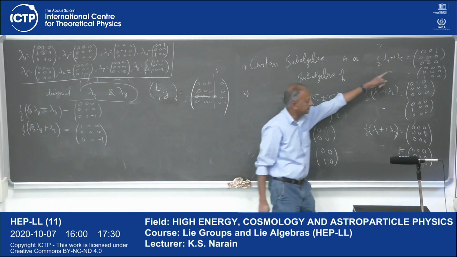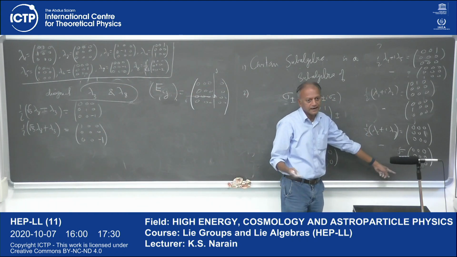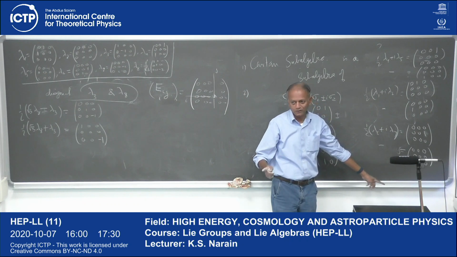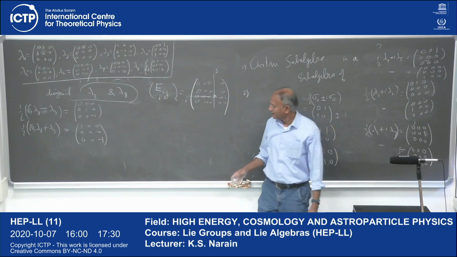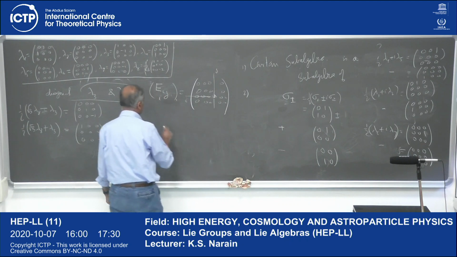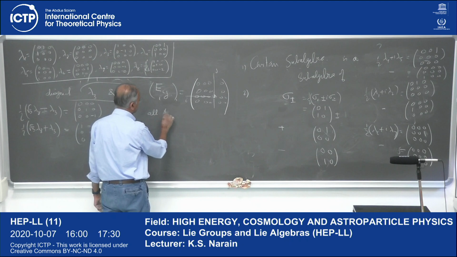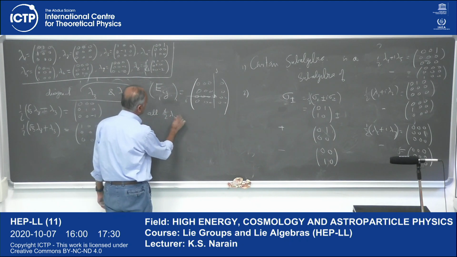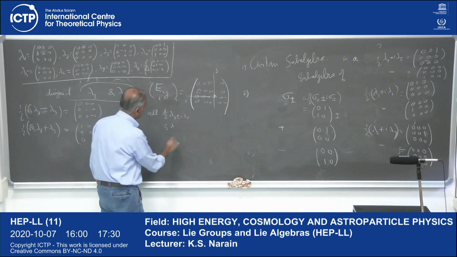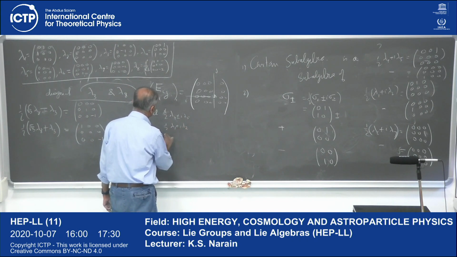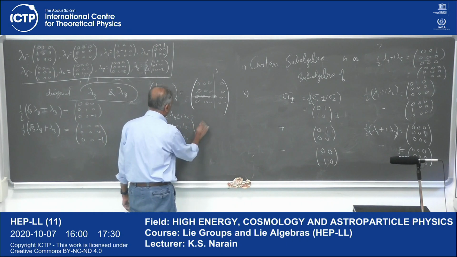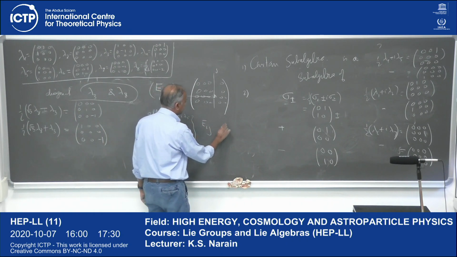All these matrices that we are writing down here, they are all Eij with i not equal to j, right? So all those matrices, 1 half lambda 4 plus minus i lambda 5, 1 half lambda 1 plus minus i lambda 2, 1 half lambda 6 plus minus i lambda 7, all of them are of the form Eij with i not equal to j.